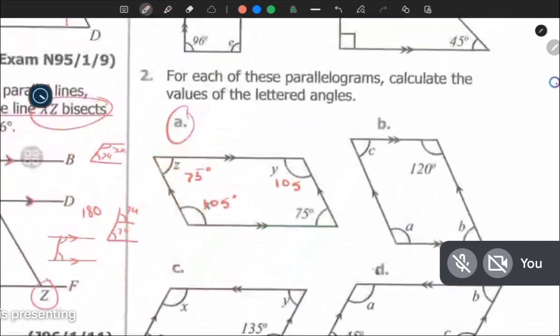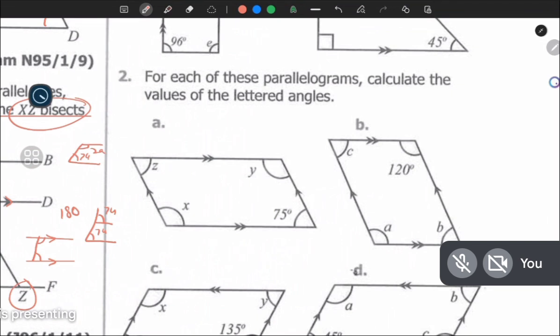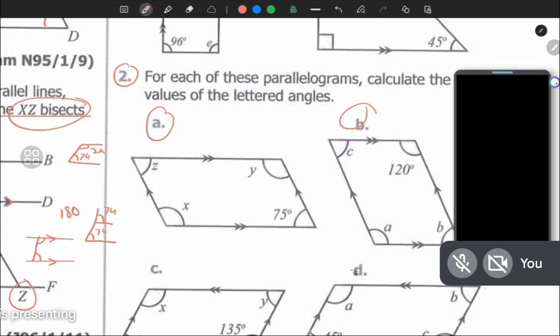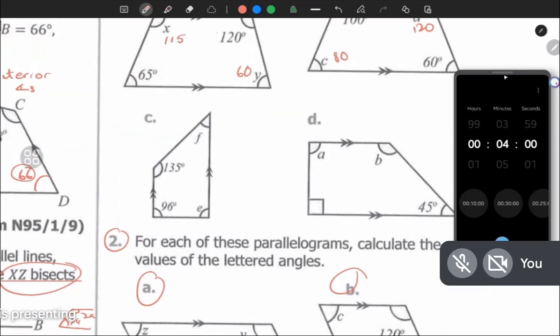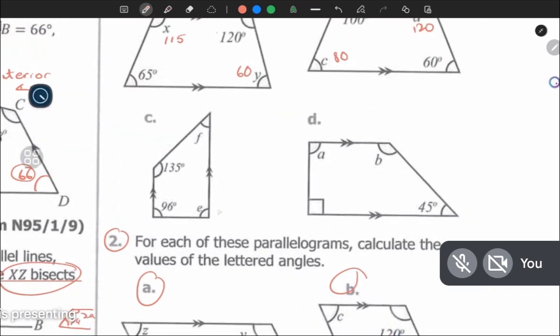So let's move on to something different. Something similar. So try A and B again. Actually, I did C and D as well. Should I tell you their answers? Yeah, sure. For E, I got 84. F is 45.